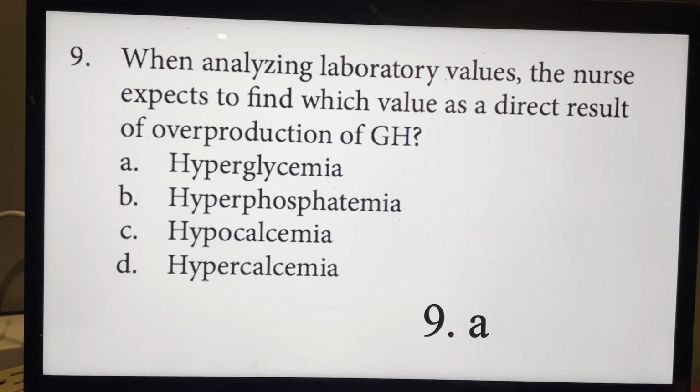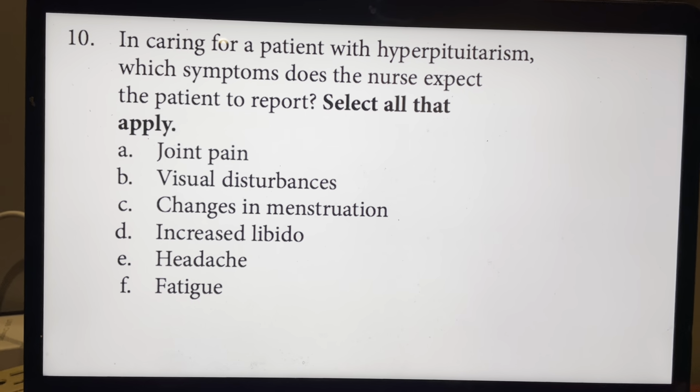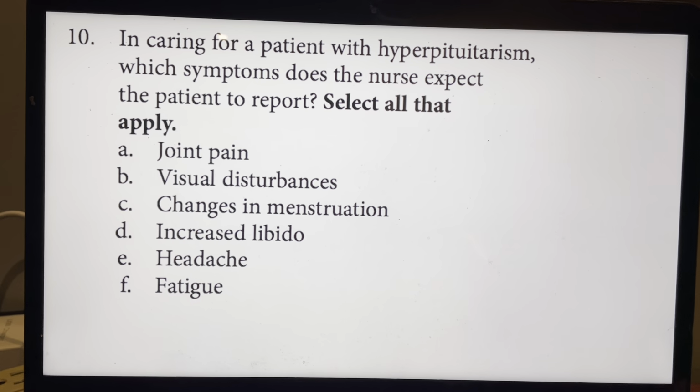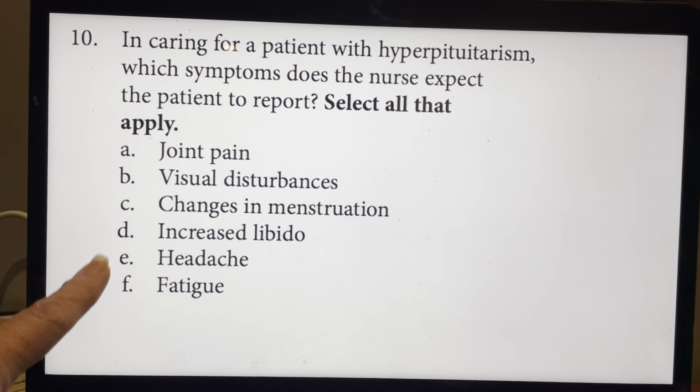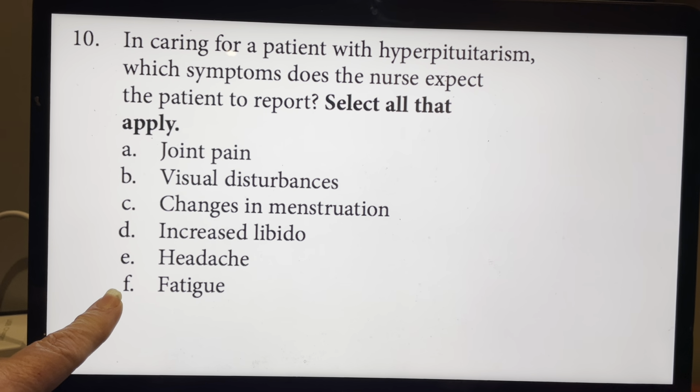Hyperglycemia. Lock it in your frontal lobe. Okay, in caring for a patient with hyperpituitarism, which symptoms does the nurse expect the patient to report? Select them all. If her pituitary is hyper: joint pain, visual disturbances, changes in menstruation, increased libido, a headache, or fatigue.